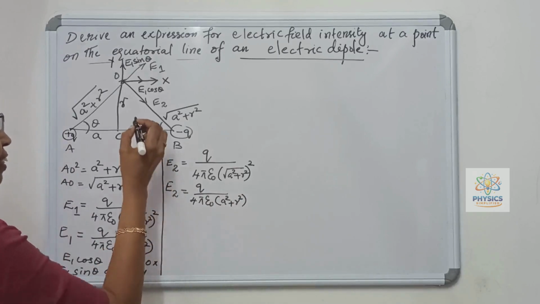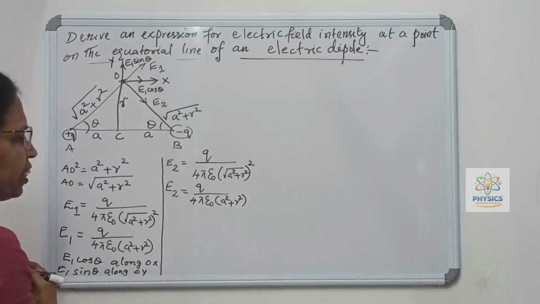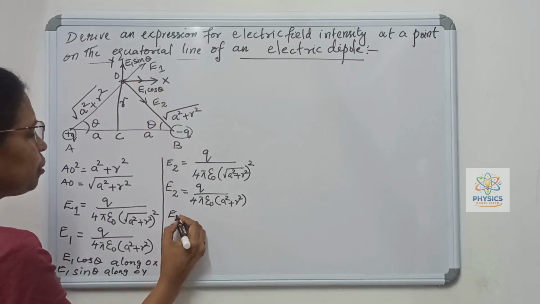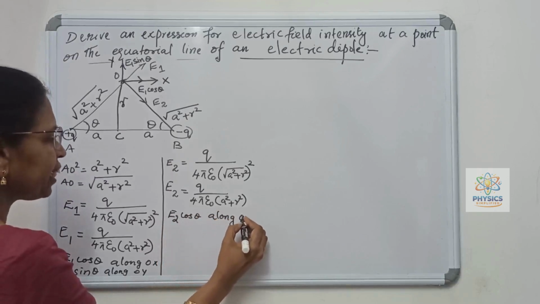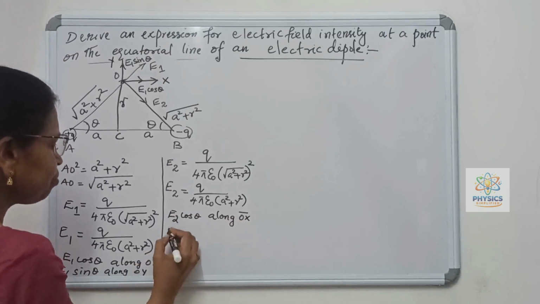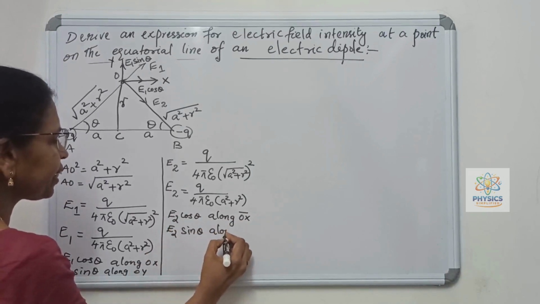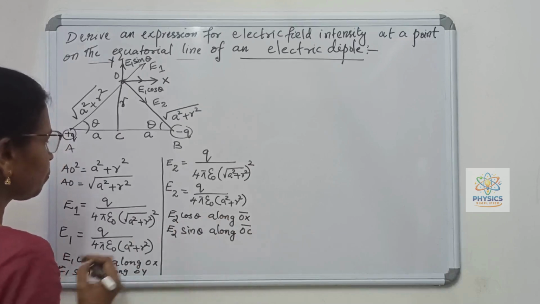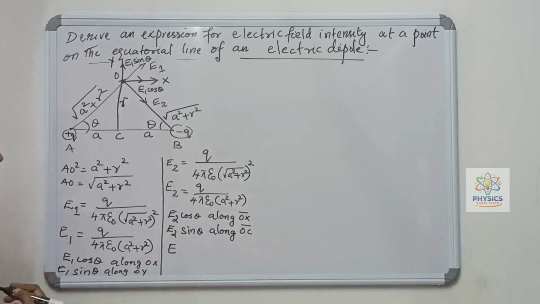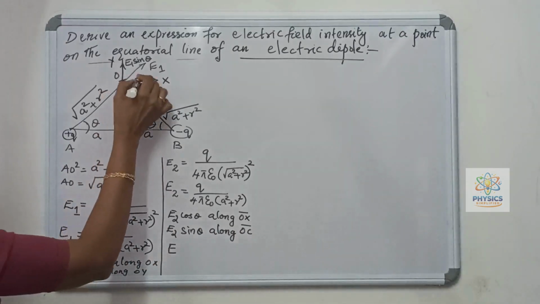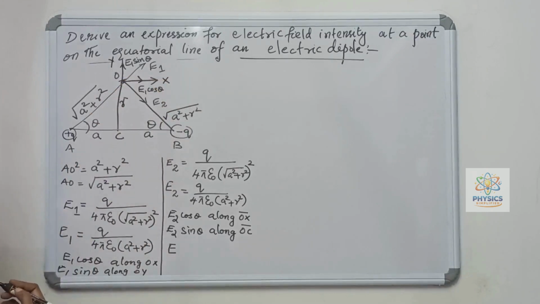The electric field intensity at the point O is split up into two components. That is E2 cos theta, which is along the direction OX itself, but at the same time E2 sin theta, which is along the direction OC. So the next step, we have to calculate the resultant electric field. The resultant electric field is only along the direction OX.